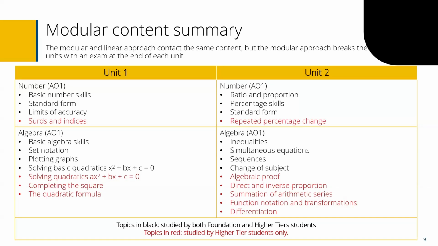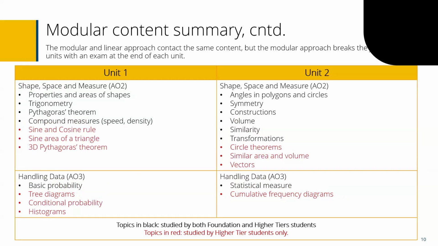So you can see there's some other information here in terms of the units, and it also shows you which ones are for foundation and which ones are for higher. Basically, anything on foundation is on higher as well, but then you've got the red information on there, which is just for the higher tier. So I'll give you a minute to have a skim through this information on the screen, and then I'll go into the other topic areas. So here we go. You can see the differences between foundation and higher in terms of the black and the red font.